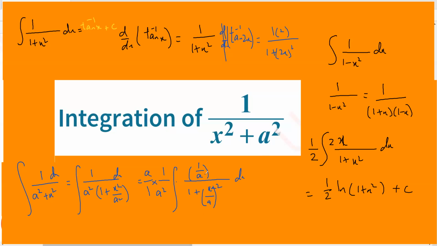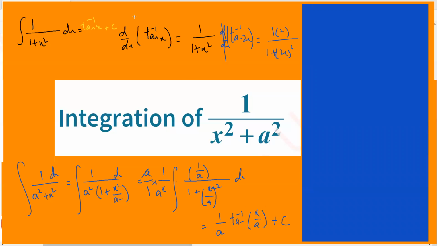I introduce 1 over a myself. So when I multiply with 1 over a, I should be dividing with 1 over a as well. So when I divide with 1 over a, it becomes a over 1. So now this can be simplified here. So we have 1 over a tan inverse of x over a plus c. Okay? That is how you will be doing that. Now, either you remember this or you can do these steps every time you are required to integrate. Okay, now look at this.